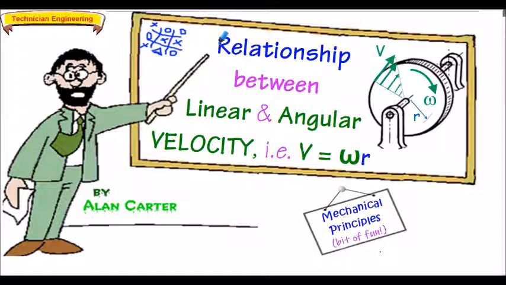Hello, and welcome to this very brief presentation where we consider the relationship between linear and angular velocity. So we're going to derive the formula v is equal to omega r, where v is the linear velocity, and that varies across the flywheel shown here from zero velocity at the centre to the maximum velocity at the periphery or at the rim of the wheel.